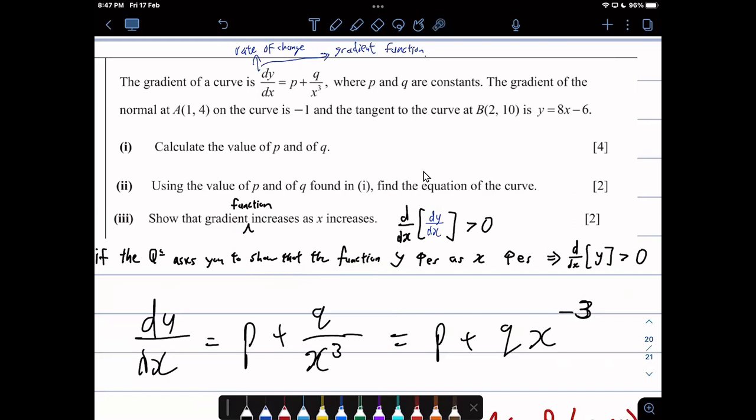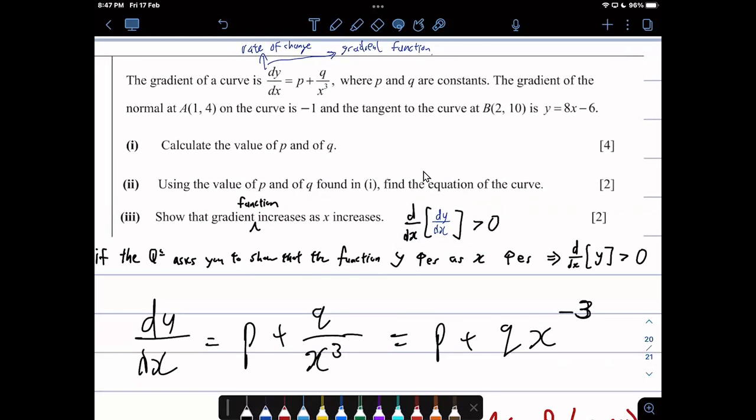Now they're testing you on the gradient function. I think I went through a similar question before. Gradient function, so inside is dy by dx. So this is what they're actually asking you to find. Show that d by dx of dy by dx is more than 0. But what's a faster way to write this? A more compact way. Second derivative. Yes, second derivative. So this is actually d2y by dx squared. Okay, so now you know the objective. Show that the second derivative is more than 0.